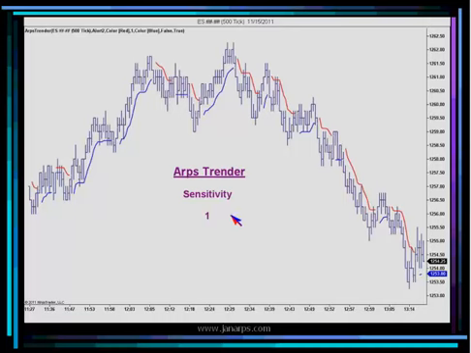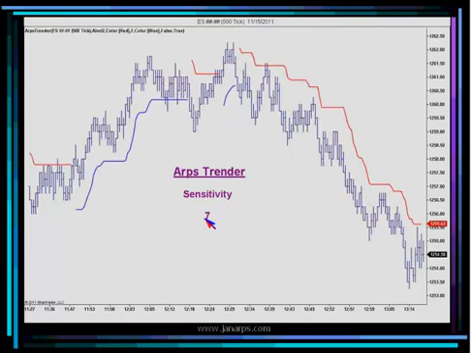Now, if we change the sensitivity setting to a lower setting, it will follow the price more closely. You can see it gets stopped out more quickly, and it gets chopped up in the sideways moving market a lot more. So we can also set the sensitivity setting further away. In this case, I have it set to 7, and it stays away from the price and doesn't get crossed and flipped quite so often.